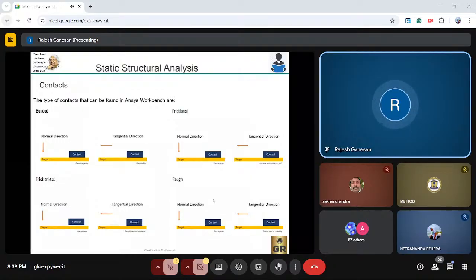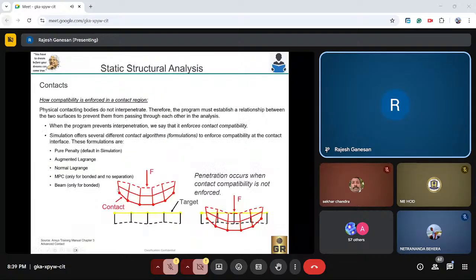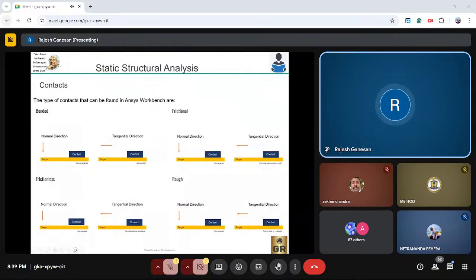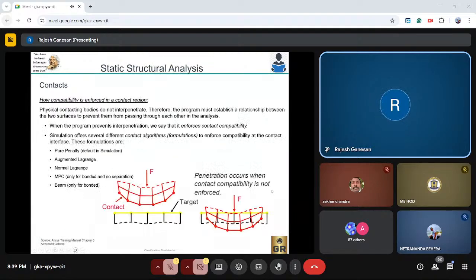So just imagine that contact is happening with respect to sliding conditions. Cannot separate, cannot slide, like that they will give accordingly. Friction in the sense there will be some friction between the target as well as the contact area, like that we will explain. Then frictionless, in the sense how it is acting: normal, tangential, rough, normal, tangential. In that way we will have the different contacts.